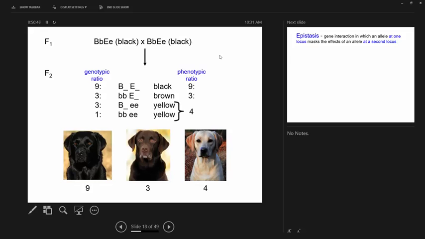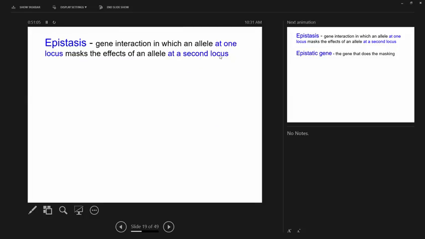And so what you can see is here up at the top, when you have at least one big E, big B means black, little b means brown, but here where you have little e, it doesn't matter what you get for the B's. You're going to be a yellow lab no matter what. The reason for that is epistasis, and we'll go back to this in just a minute.